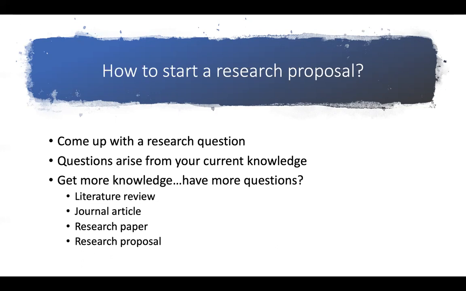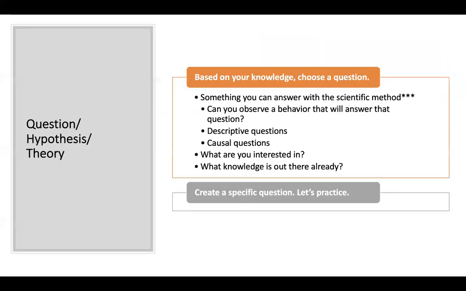So how do you get more knowledge? You read the literature, you go look up articles, look at research papers. That's how you're going to create your research proposal. And so you come up with a question. Your question has to be answerable with the scientific method. Like, what is the meaning of life? I can't answer that question with the scientific method, so you can't use that question. It has to be answerable with the scientific method. So you have to be able to somehow make an observation of a behavior that will answer that question.